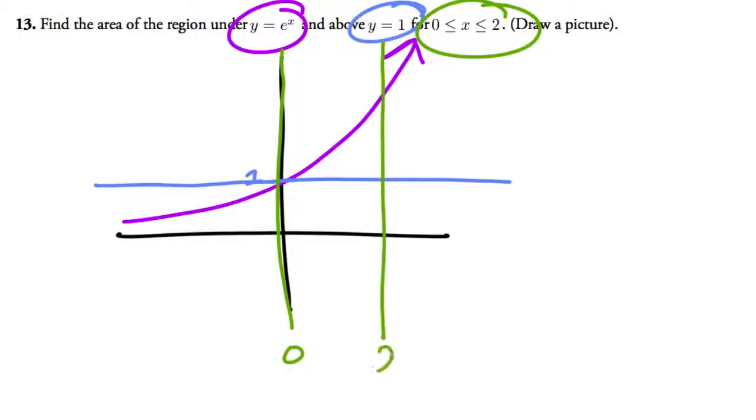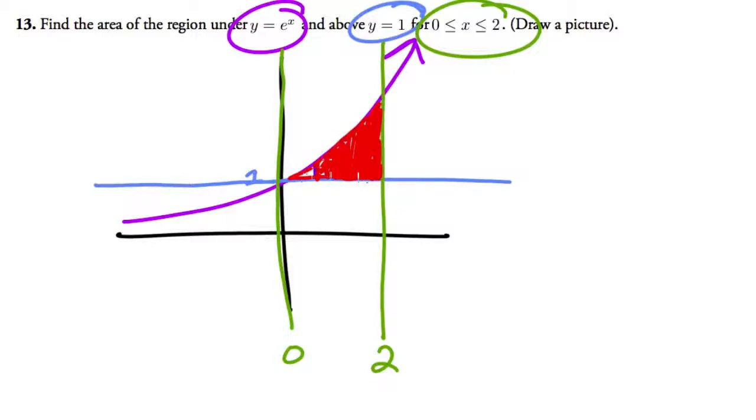So 0 to 2. And so the area that we're looking for is under e to the x and above y equals 1. So we're looking for this area right here. Let me do it in red. So this is what we're looking for. Okay, so we're looking for this area. Now, how could we possibly find this area? What could our strategy be?